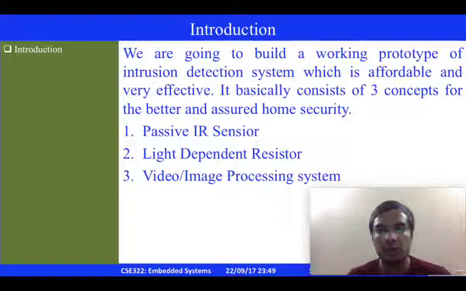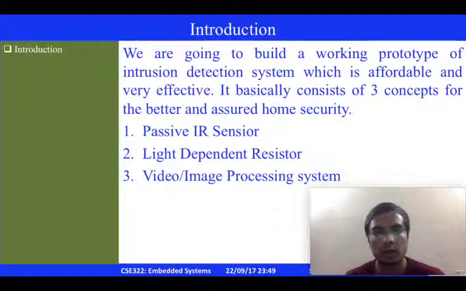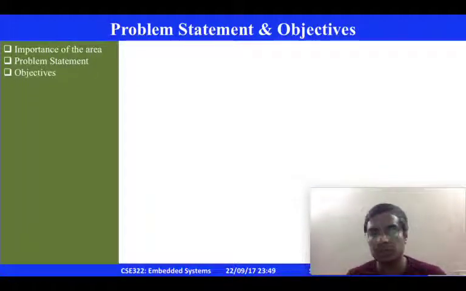We are going to build a working prototype of intrusion detection system which is affordable and very effective. It basically consists of three concepts for better and assured home security: a passive IR sensor, light dependent resistor, video image processing system. Next comes our problem statement and objectives.